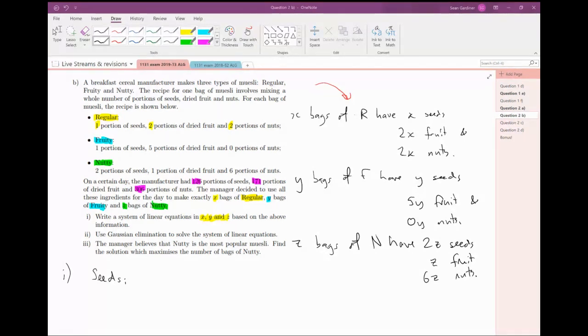Yeah, that's right, Emma. Thanks. So Emma's written that we have x plus y plus 2z needs to be 126. And hopefully you can see that, because how many seeds are there altogether? Well, the seeds turn up here, here, and here, right?